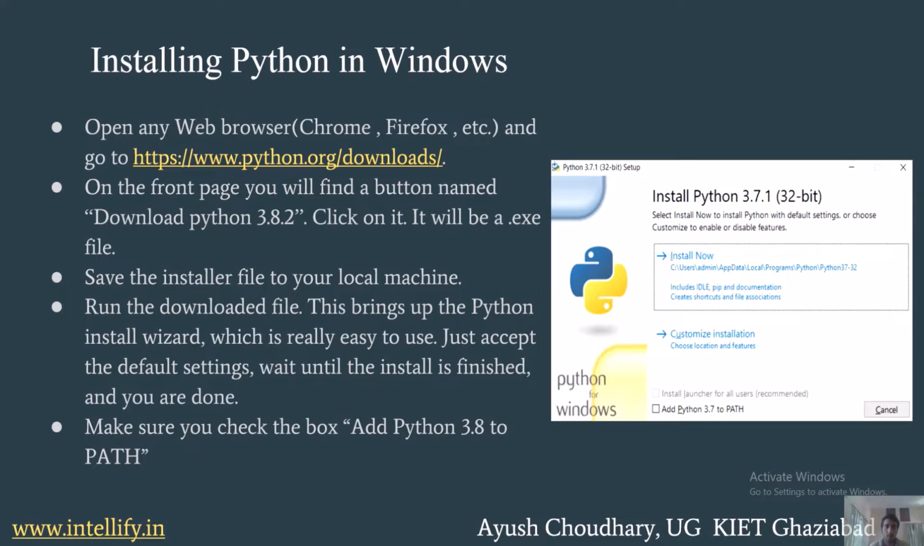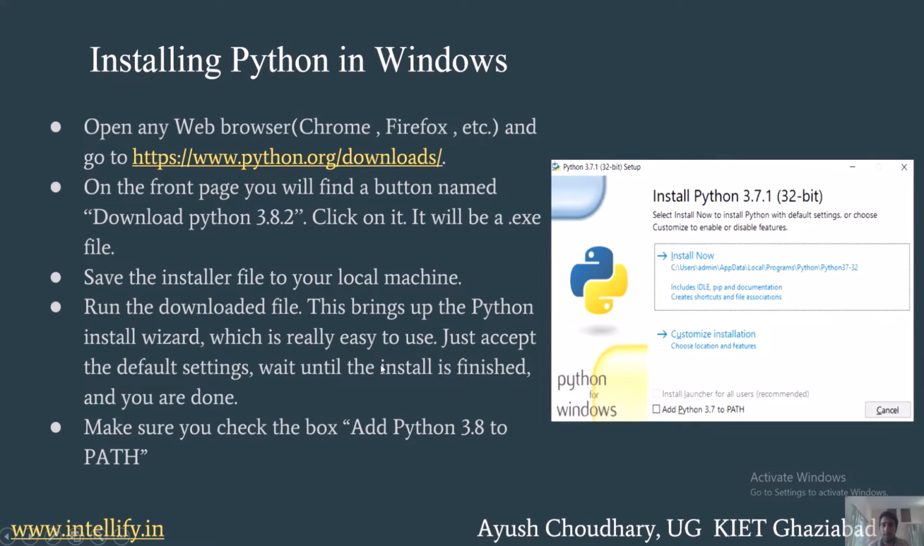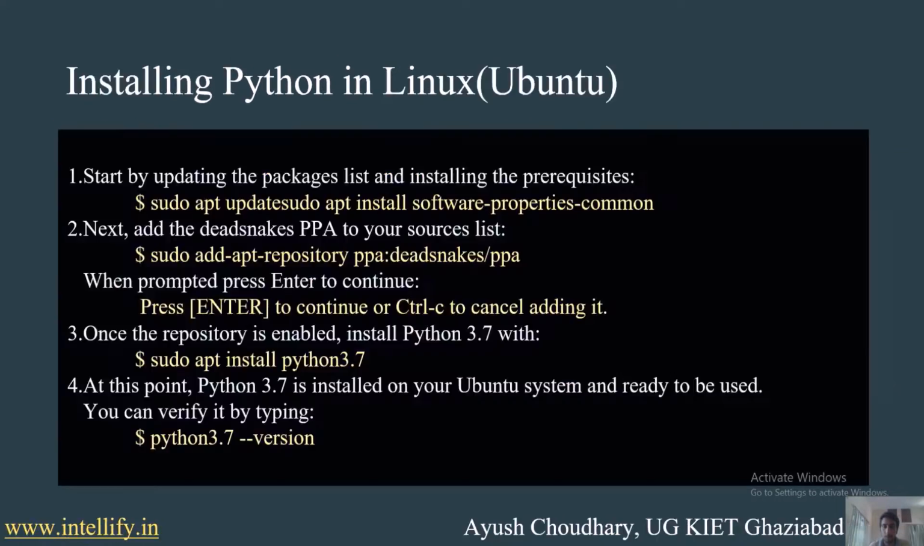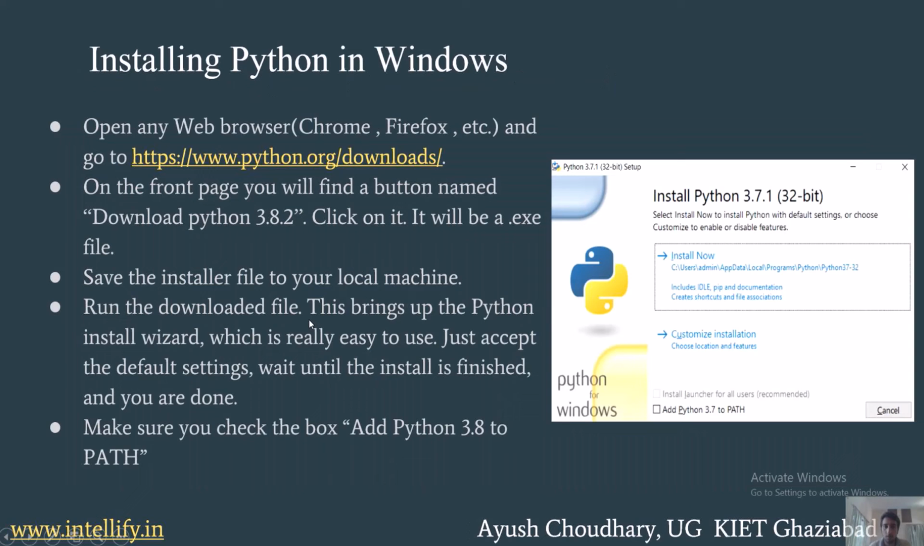First of all, how to install Python on Windows. Just go to your browser, go to the link provided here, and on the front page you will see a link like Download Python 3.8. That will be an .exe file. As you download it, it will open a setup like this. While installing, you need to tick the mark here, Add Python 3.7 to PATH, and then click Install.